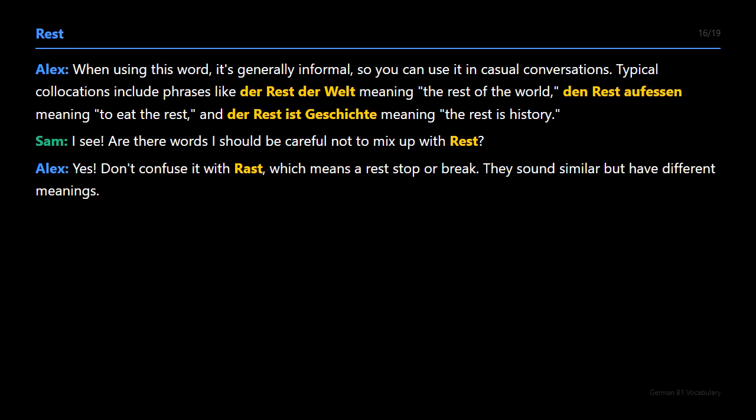I see. Are there words I should be careful not to mix up with Rest? Yes. Don't confuse it with Rast, which means a rest stop or break. They sound similar but have different meanings.